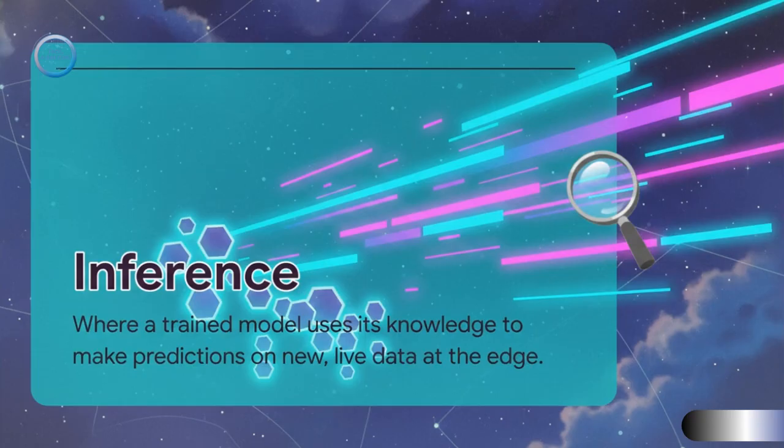So once that model is optimized and lean, it gets deployed out to the edge, where it finally begins its working life. This is where inference happens. Inference is the moment of truth. It's when the model takes all of its education and applies it to the real world. It takes in new, live data from a camera, a microphone, you name it, and makes a prediction or a decision right there in real time.